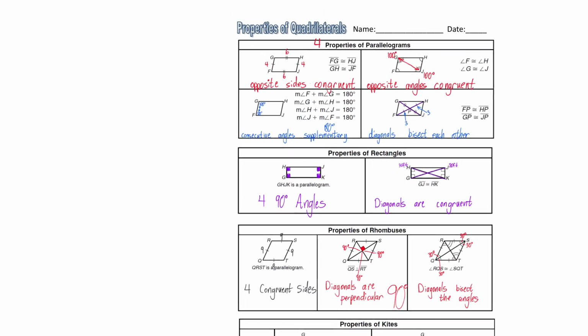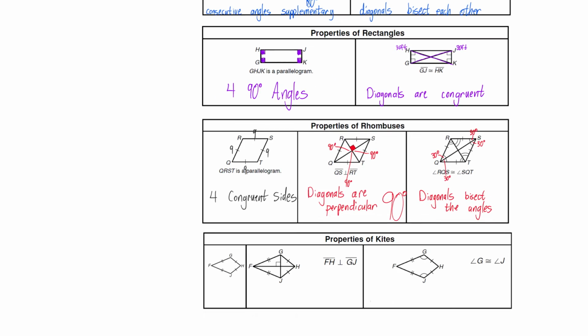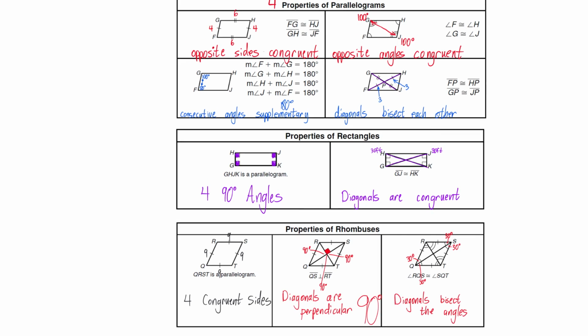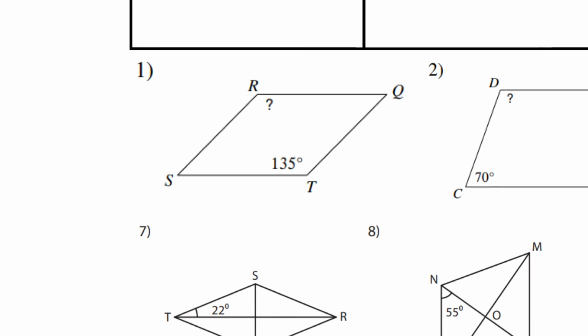Okay, so that's a lot of little properties we've talked about this week. We haven't talked about kites or trapezoids. That's on here, but we'll talk about that on Monday. So let's go ahead and flip over to the back, and let's work out some problems related to those properties.